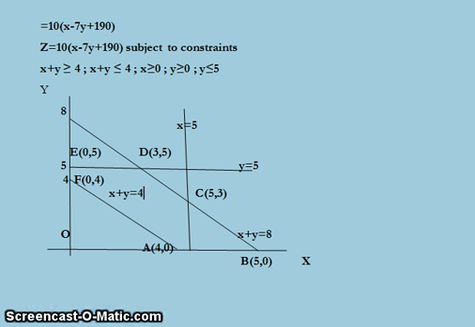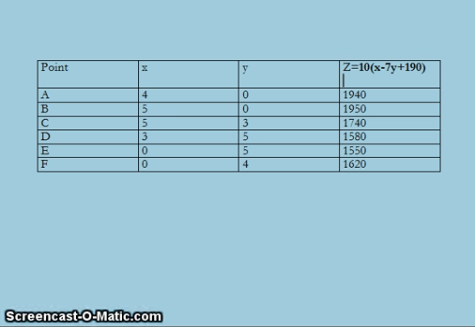The feasible region corresponding to these inequations is shown in the figure. It is the bounded region A, B, C, D, E, F. We can calculate the values of Z, that is the objective function, at these 6 corner points as shown in this table. Now corner point A with coordinates (4, 0) has the value of the objective function equal to 1940. Point B with coordinates (5, 0) has the value of Z equal to 1950.